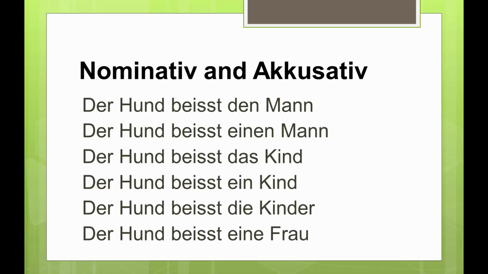A few more sentences, dogs biting people. Der Hund beißt den Mann. Der Hund beißt einen Mann. The accusative is most easily detected in the masculine form. Der Hund beißt das Kind. Der Hund beißt ein Kind. Der Hund beißt die Kinder. Der Hund beißt eine Frau.